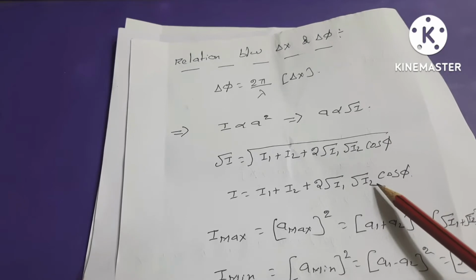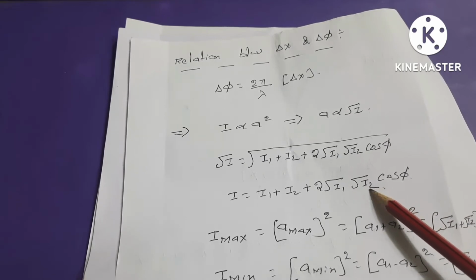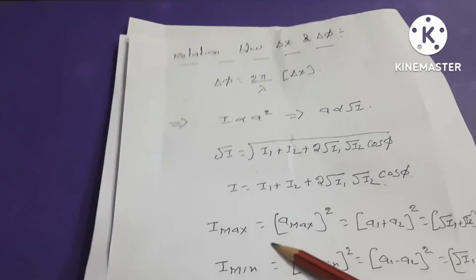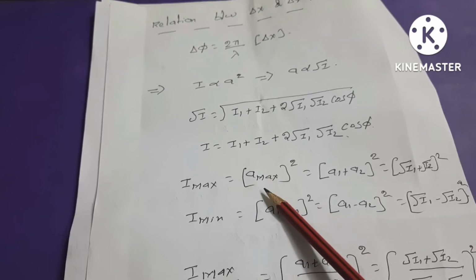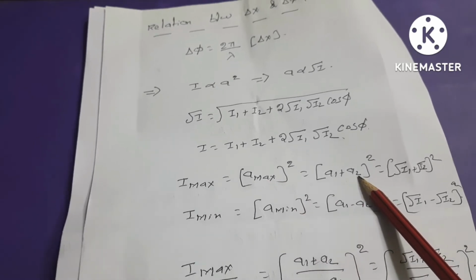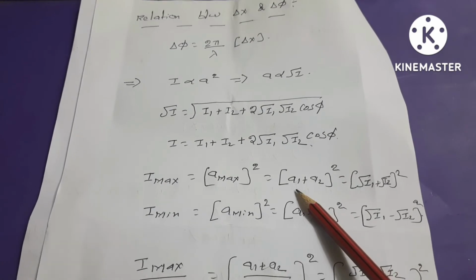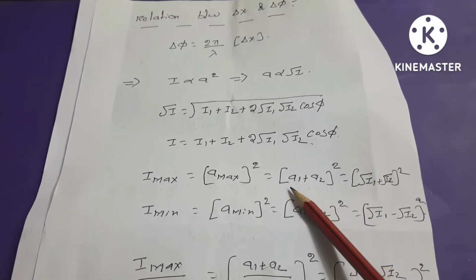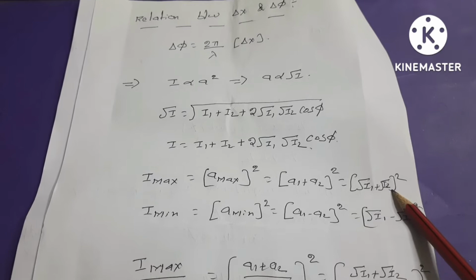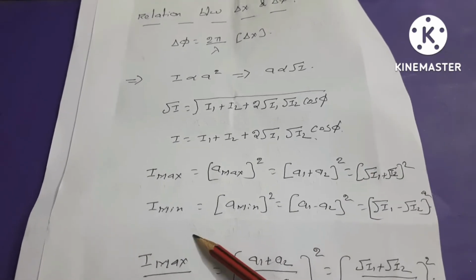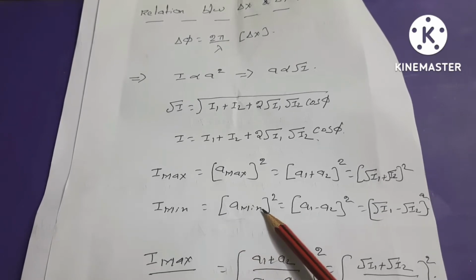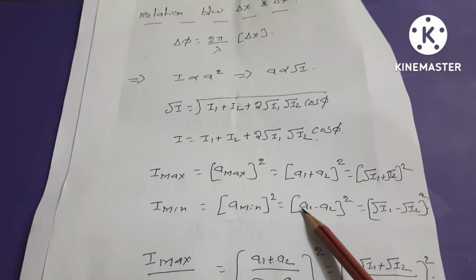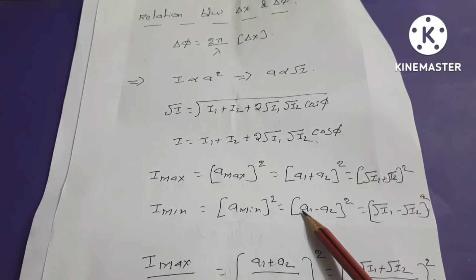So from this, in terms of intensities and in terms of amplitudes, we can find the maximum intensity. Maximum intensity means a maximum square, so instead of a maximum we write a1 plus a2 whole square. But sometimes they give intensities I1 and I2, so instead of a1 we write under root I1 plus under root I2 whole square. Like that, how to find the minimum? I minimum equals a minimum square. A minimum is obtained when the phase difference is 180 degrees.